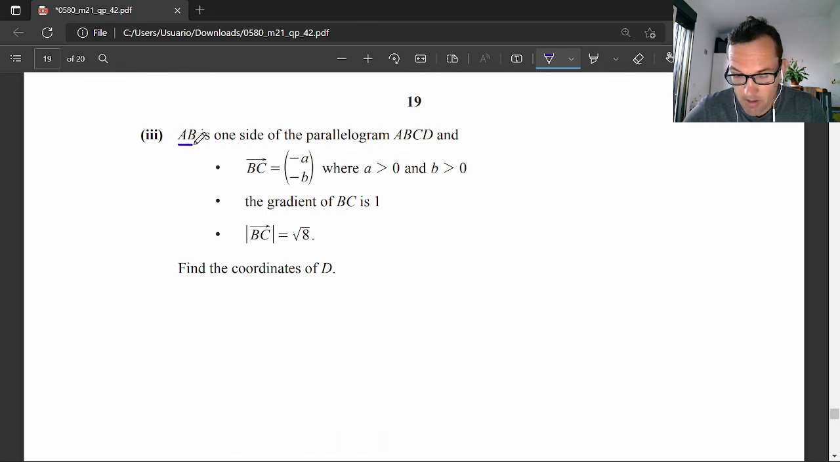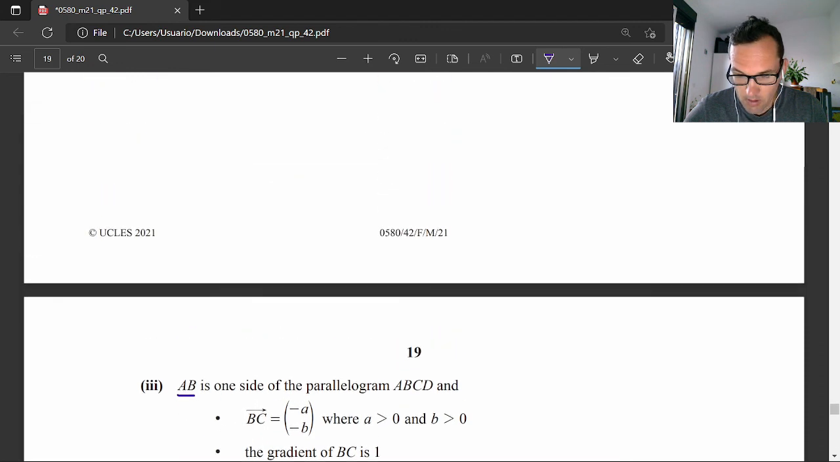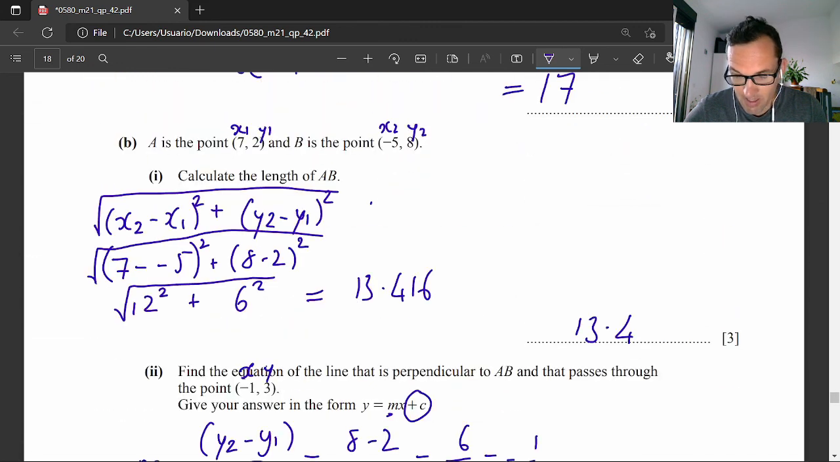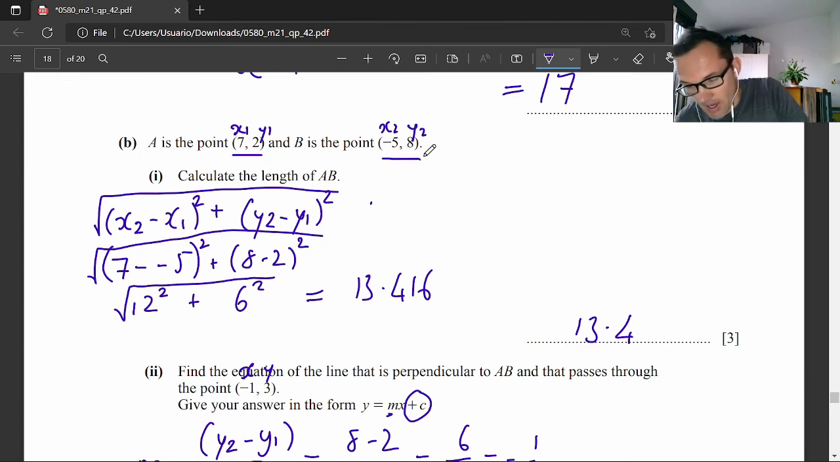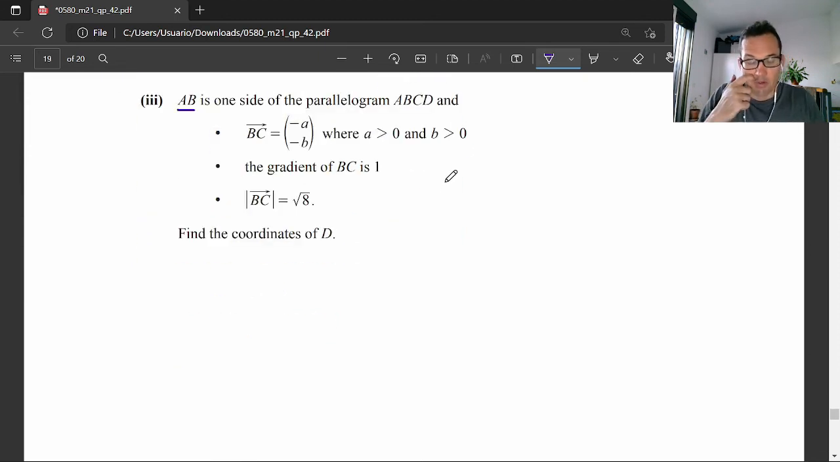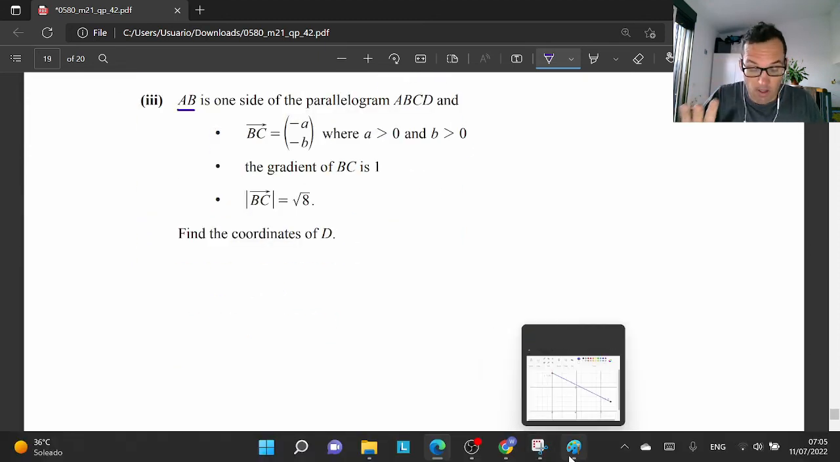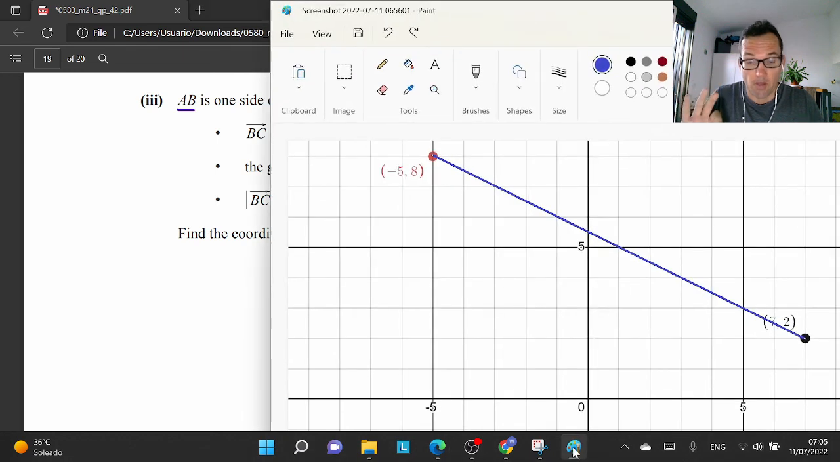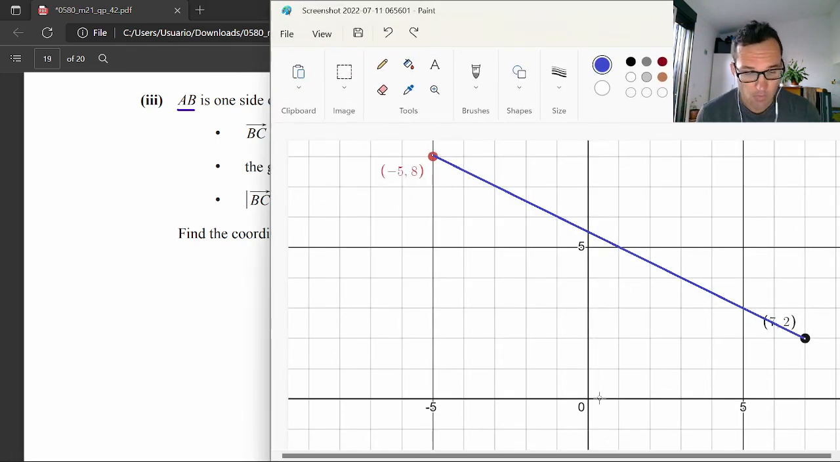Remember this, AB refers to the AB coordinates, which are at the beginning of question B. We got (7, 2) and (-5, 8). It's important to notice that A is (7, 2) and B is (-5, 8). Now, reading the examiner's report, students who got this right all drew a diagram. Okay, here's my diagram to have things clear.